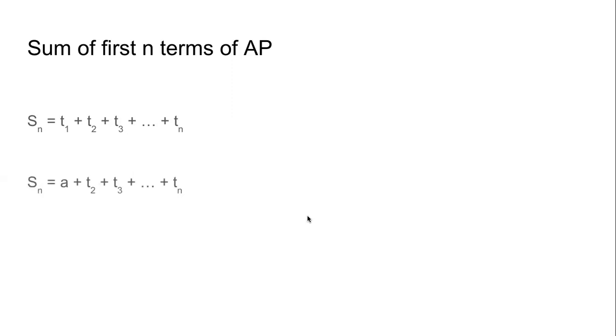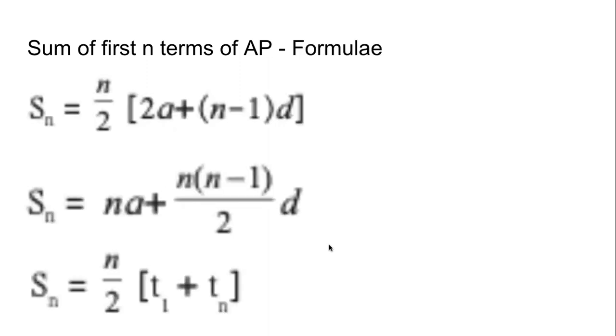Now, if we write it in terms of A, in place of T1, we can write A. But then we realized that this is not always feasible. If someone asks us to find the sum of first 100 terms, it will take a long time to find the sum of 100 terms or 1000 terms. So we figured out what the formulae are, and we said there are 3 formulae to find the sum of first n terms of an AP. And this is how the formulae look.